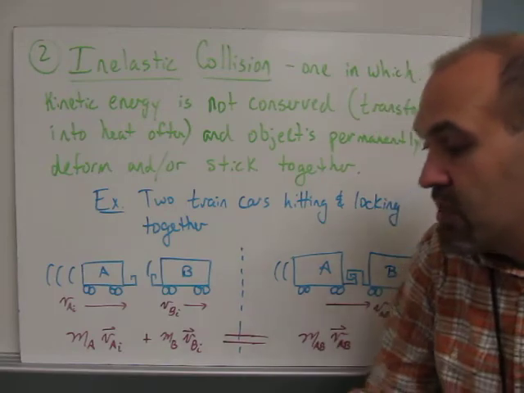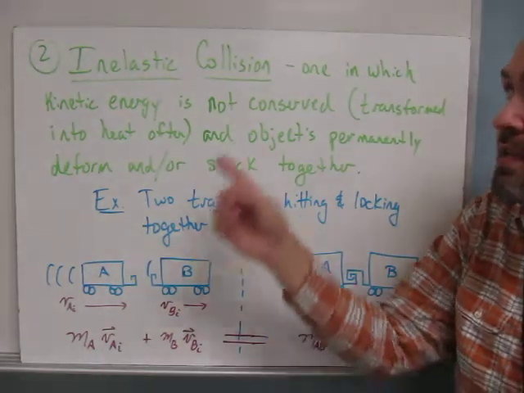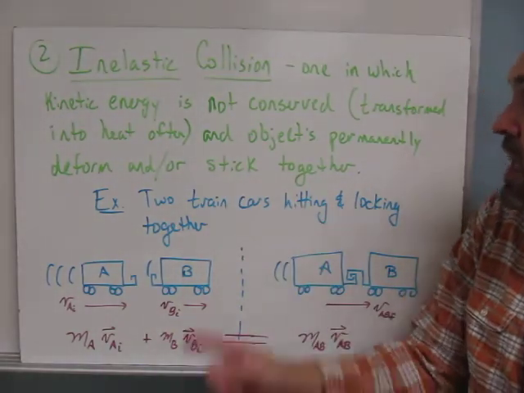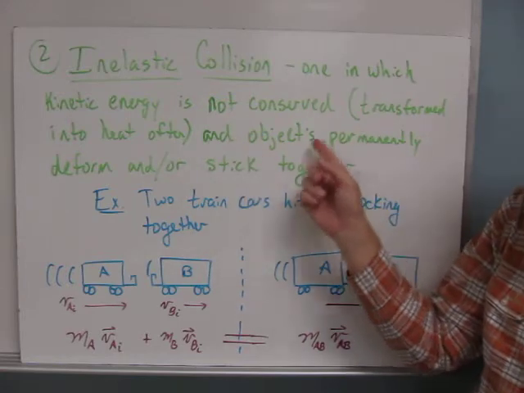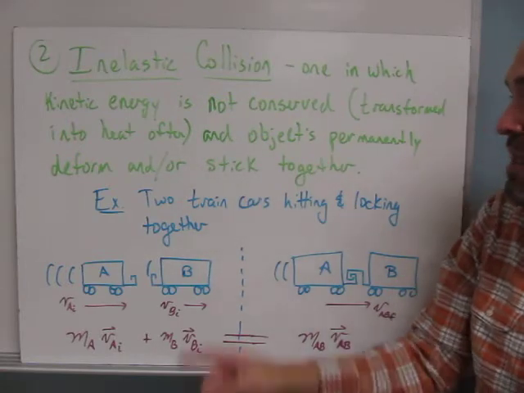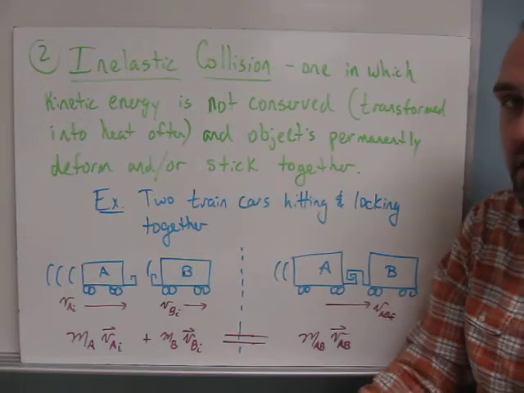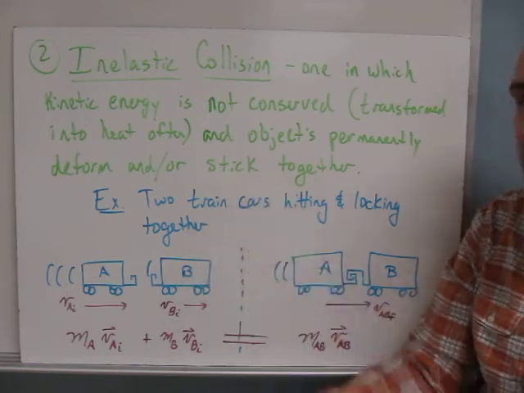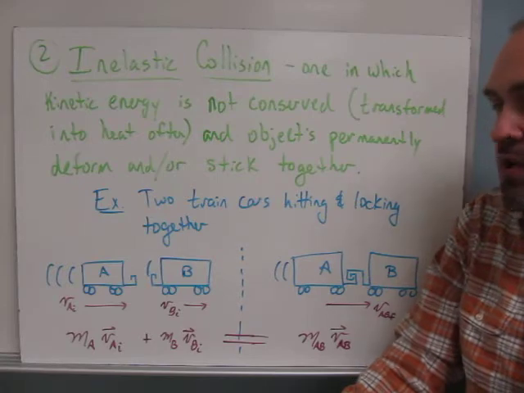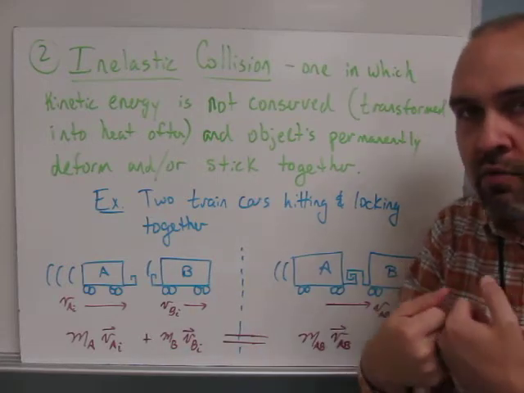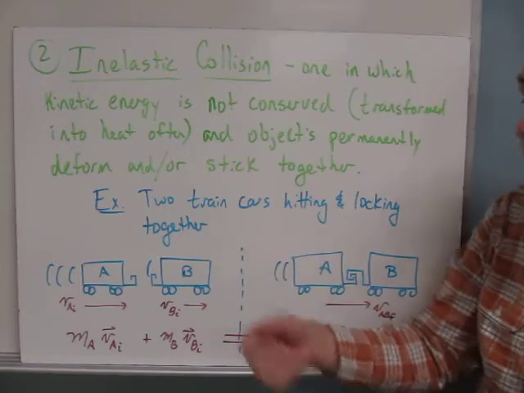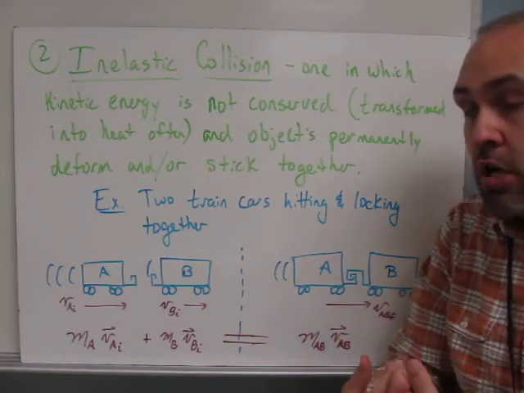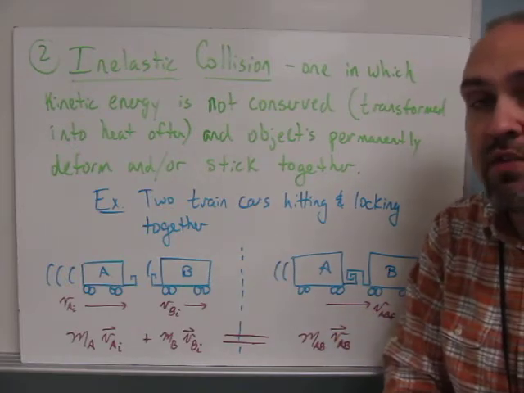The second type of conservation problem you might encounter is an inelastic collision. An inelastic collision is one in which the kinetic energy is not conserved; it is usually transformed into heat, and the objects are permanently deformed, or they stick together, or maybe both. Two cars colliding in a car wreck would be an inelastic collision. Two train cars hitting and locking together to make the train longer would also be an example of an inelastic collision.